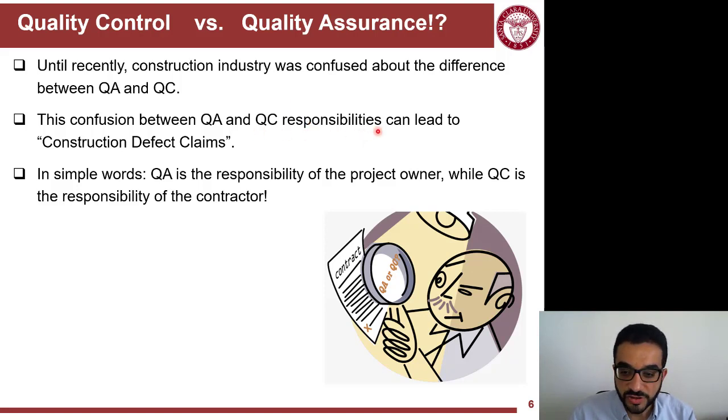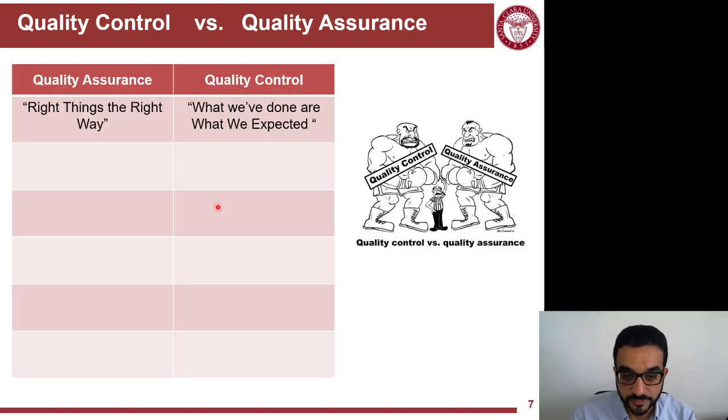And that can actually lead to construction defect claims. So defects happen, and then people start pointing fingers because they don't know what processes or procedures they should follow. Is it QA, QC? Responsibility is not clear. But in simple words, QA is the responsibility of the owner. QC is the responsibility of the contractor. That's kind of the expectation in the industry we have now.